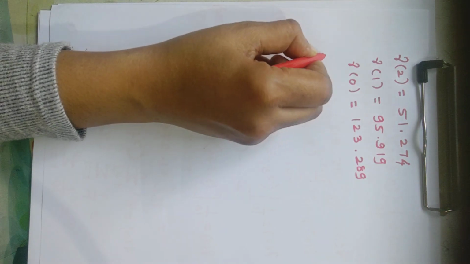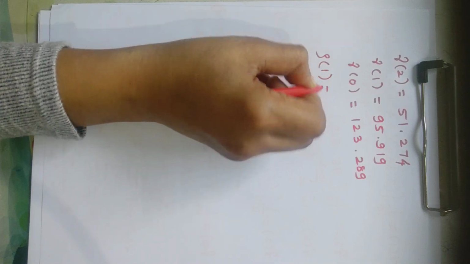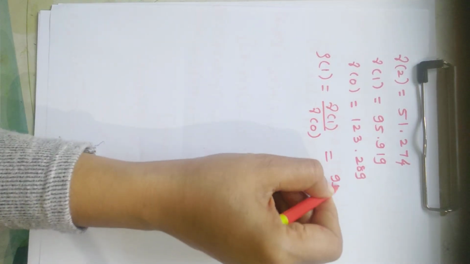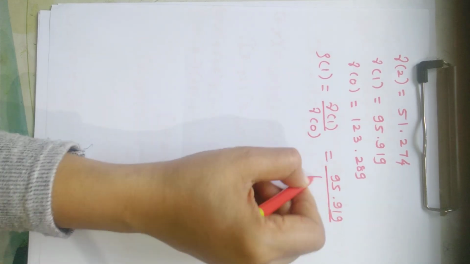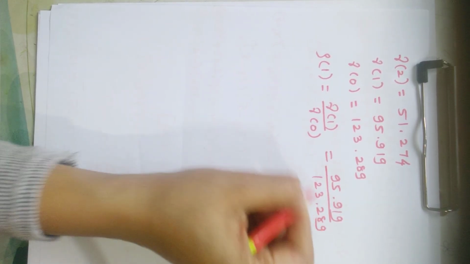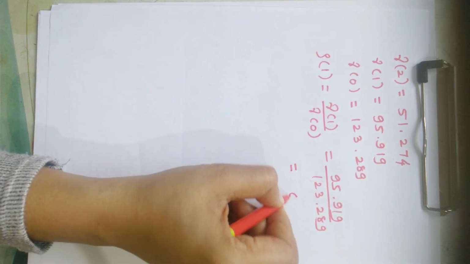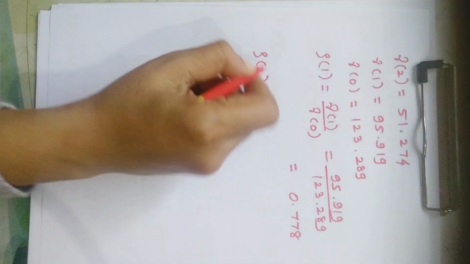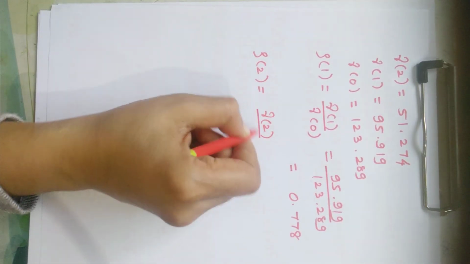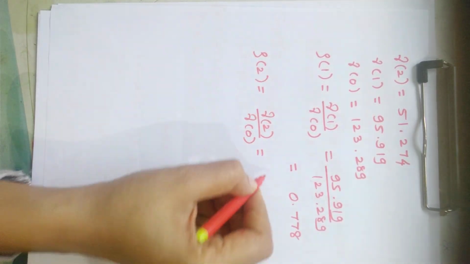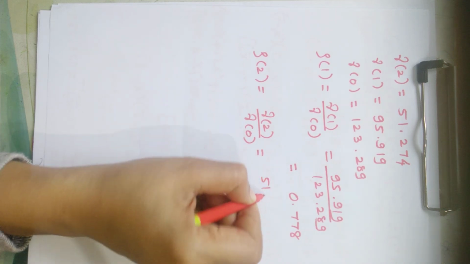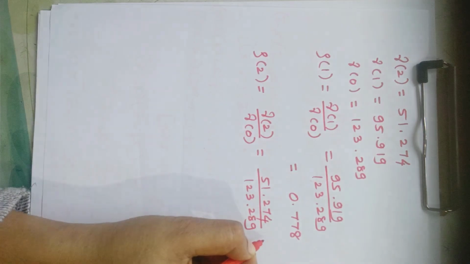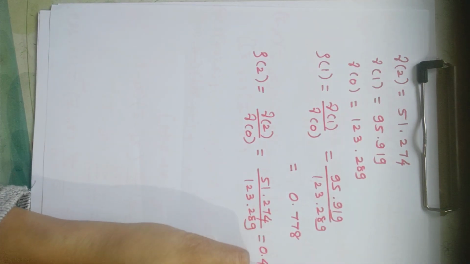123.289. So using these values we have rho of 1 is equal to gamma of 1 upon gamma naught, which is equal to 95.919 upon 123.289, which gives us 0.778, and rho of 2 is equal to gamma 2 upon gamma naught by the formula, which is 51.274 upon 123.289, which gives us 0.415.